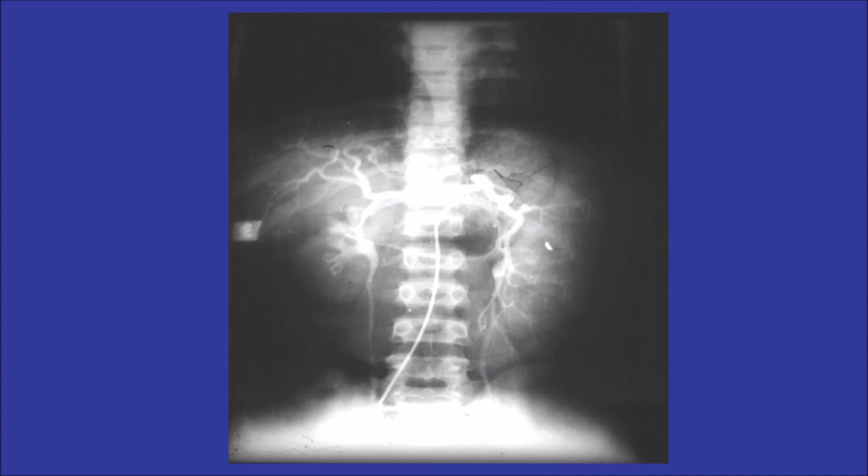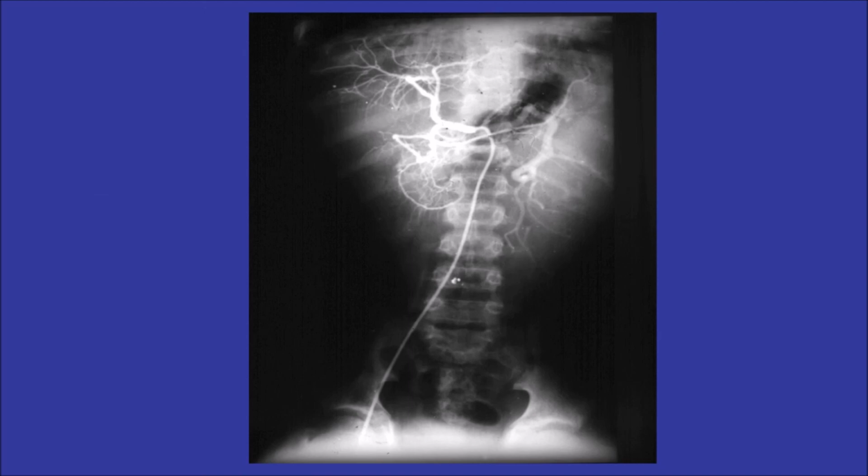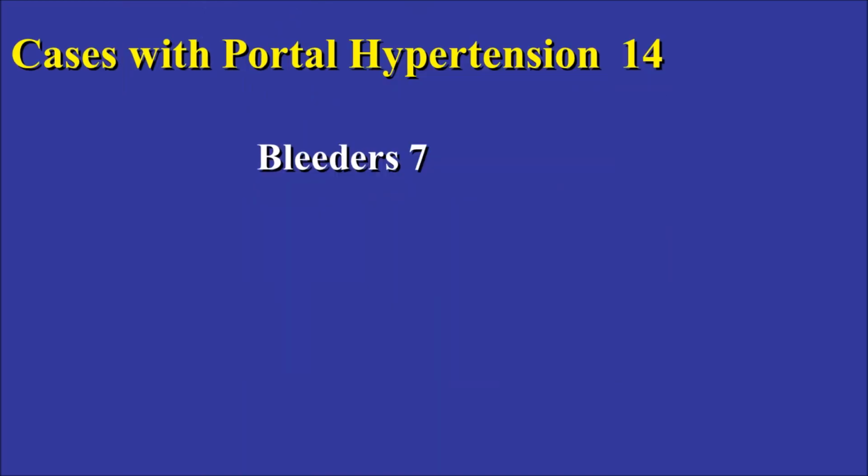Another x-ray, splenoportography showing the venous pattern, and there is no affection by esophageal varices in these cases. Splenoportography, and as you can see, spilling of the dye at the puncture in the spleen. Another splenoportography. Now, these cases might be associated with portal hypertension, and in our cases, portal hypertension was present in 14 cases with 7 bleeders.